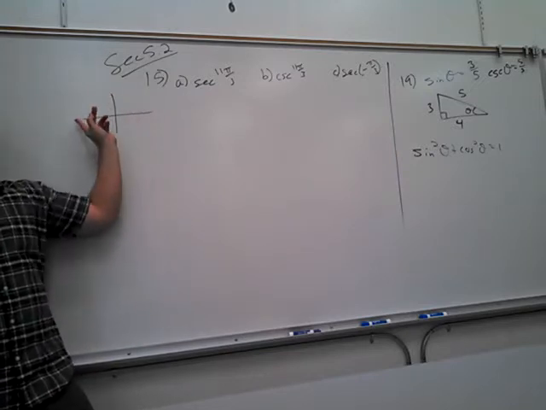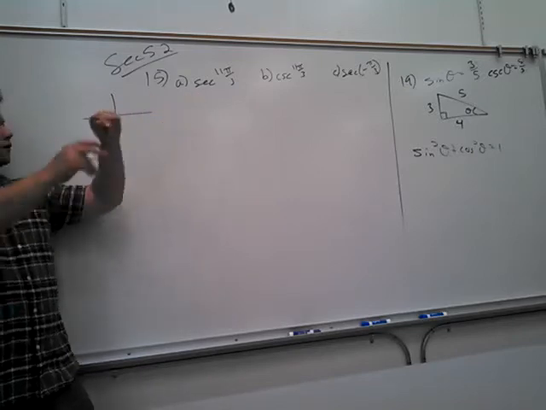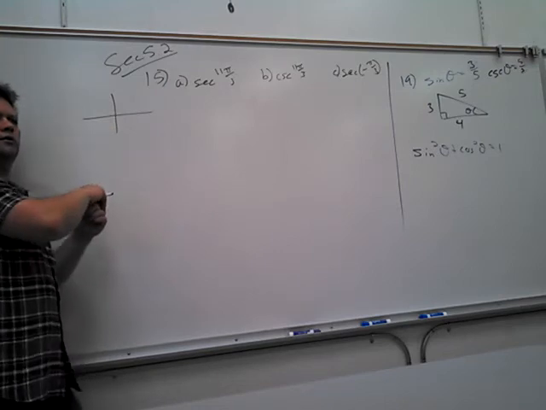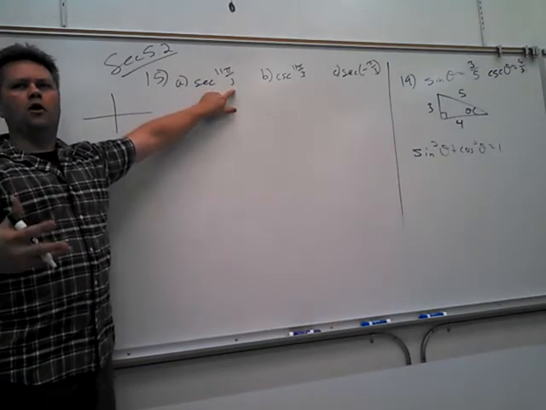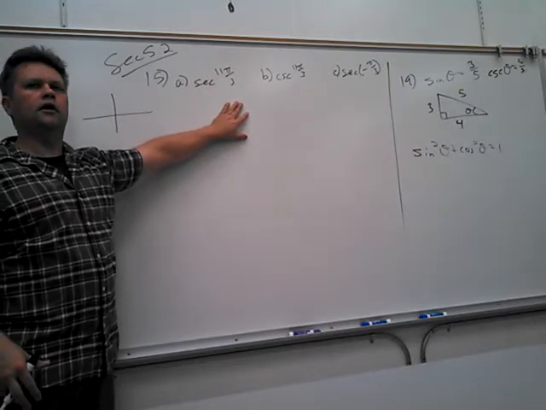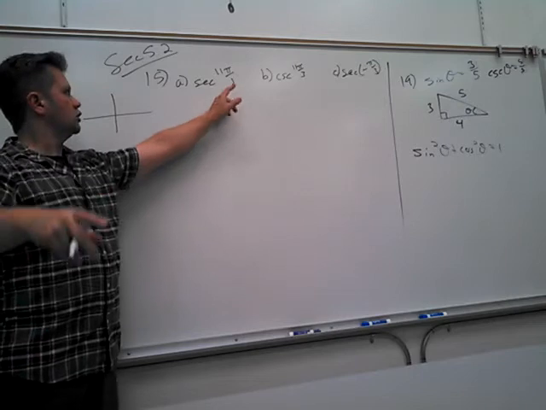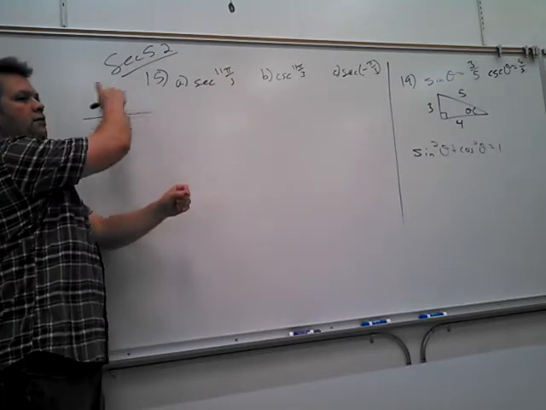Where would that be? What quadrant would that be in? 11 pi over 3? And why would it be the third? What is 11 pi over 3? Almost. It's almost 4 pi, because 12 pi over 3 would be 4 pi. And where would 4 pi be?